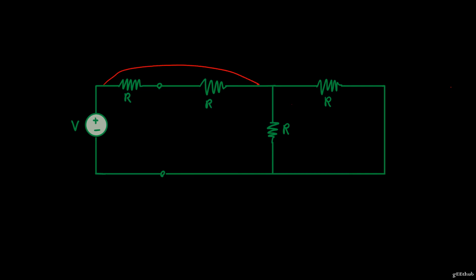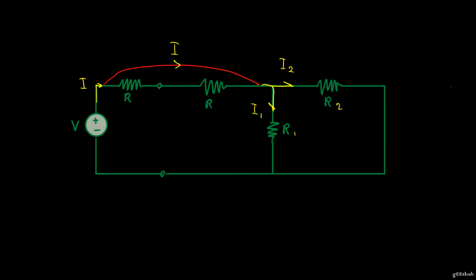So when current reaches up here, it sees the path of no resistance, so it's gonna take that path. And once it reaches here, it sees two resistances, so it's gonna distribute itself. We're gonna have I2 and I1.